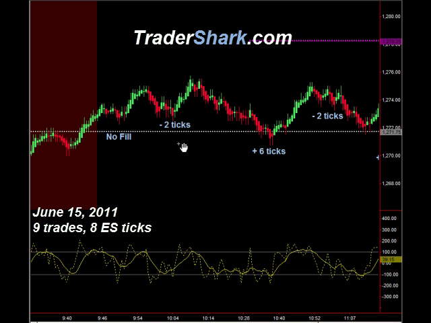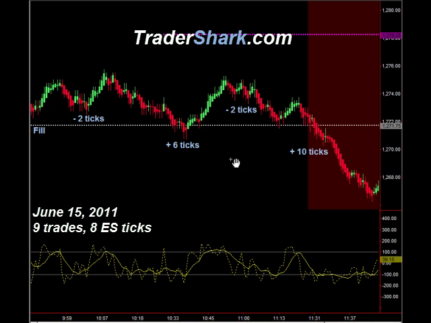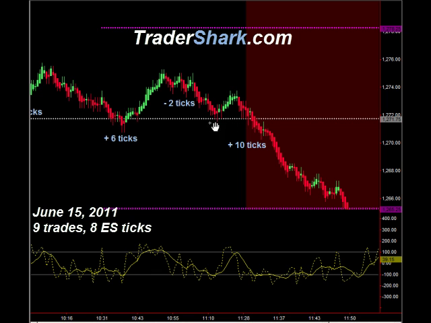After this stop out of minus 2 ticks, we had an opportunity to get short. Target 1 and target 2 were hit for a total of 6 ES ticks. And then we saw a bounce off of the open for an opportunity to get long. Target 1 was hit, and then we got stopped out for minus 2 ticks. Going into the no trade zone, we had an opportunity to get short. Target 1 and target 2 for a total of 10 ES ticks.